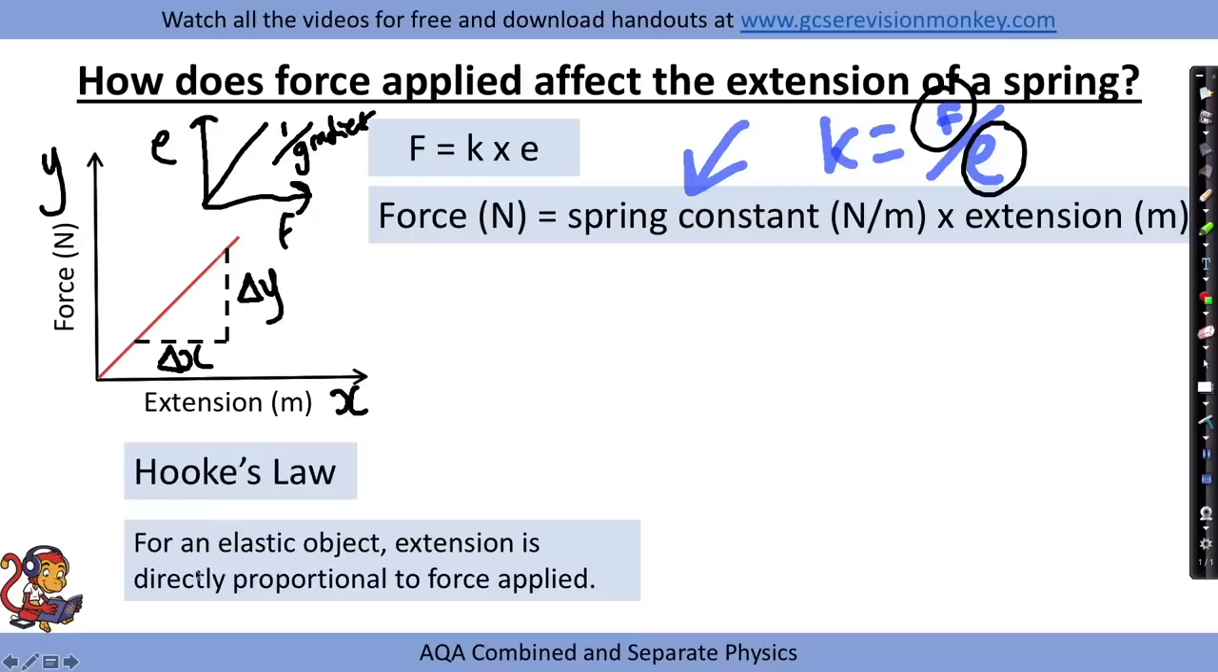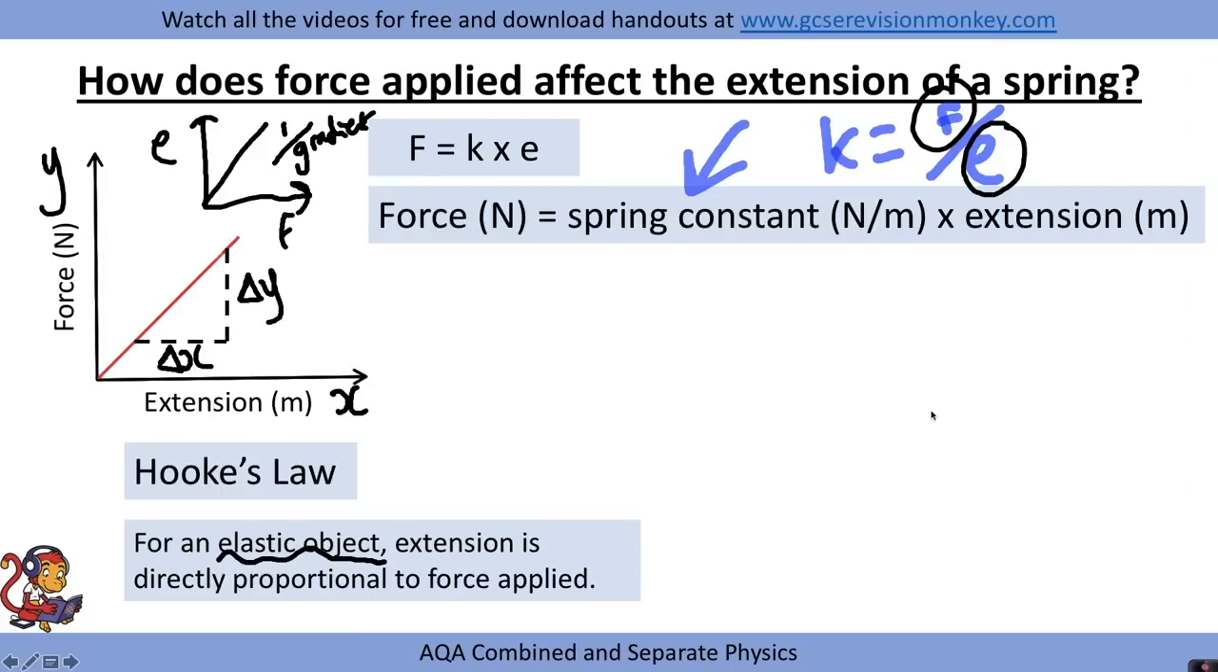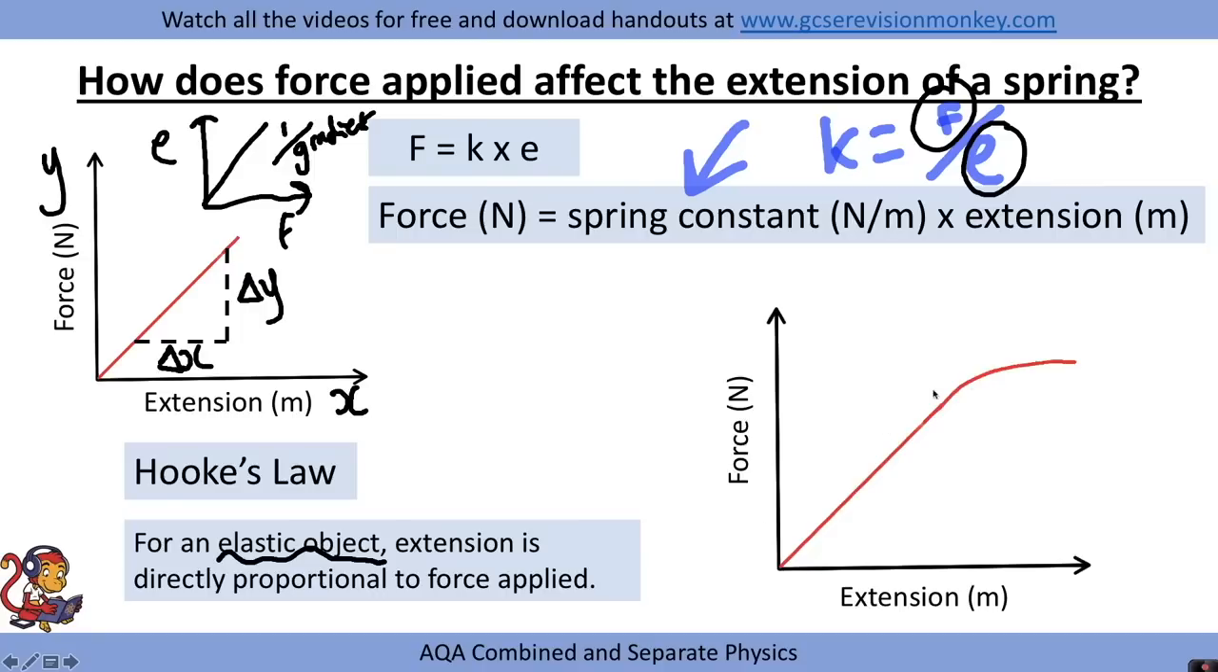Hooke's law then states that for an elastic object, extension is directly proportional to force. And what it means by an elastic object is an object that will return to its original shape after being stretched. So through all of the forces that are applied here, the spring is obeying Hooke's law because force is directly proportional to extension. However, if you keep applying more force, eventually you will reach the limit of proportionality. And this is the point whereby the spring no longer obeys Hooke's law and it is the point where it stops being directly proportional. And you can see the graph curves off here.